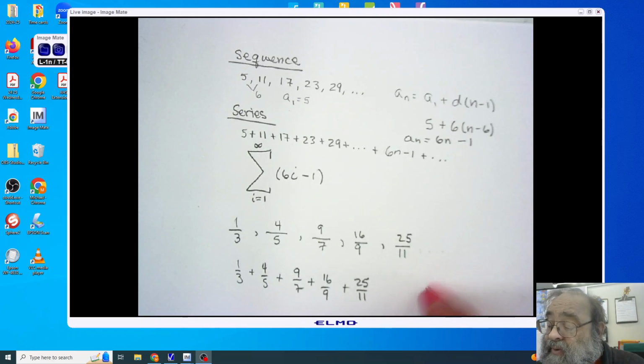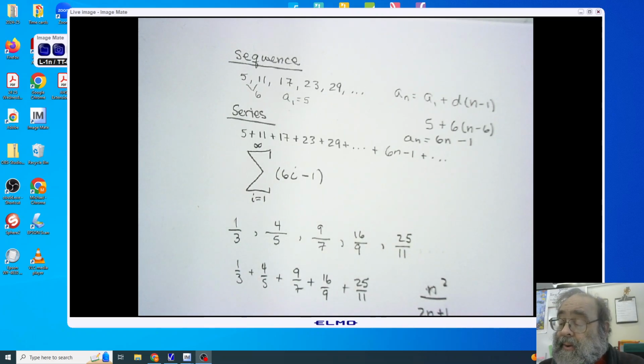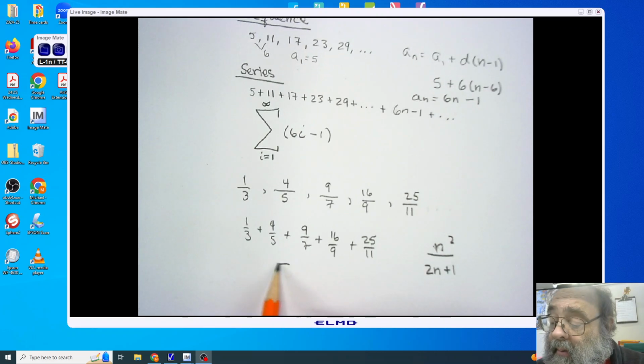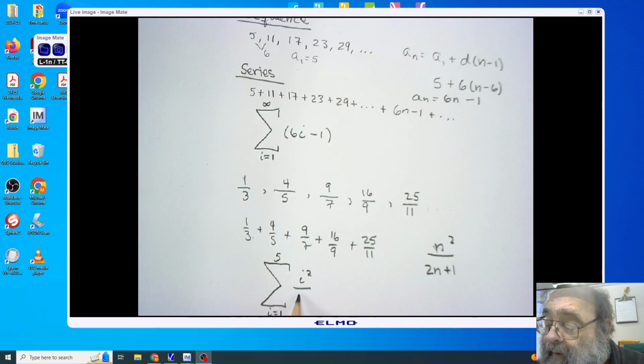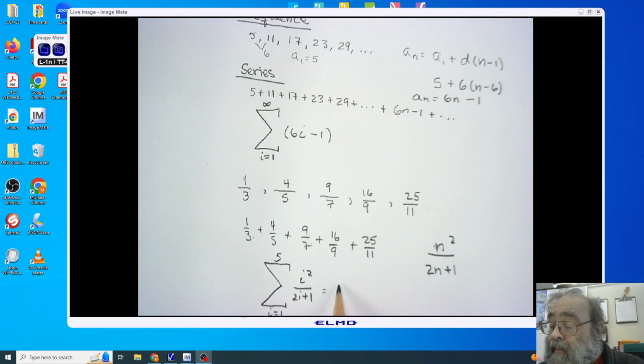Let's do it in terms of i. So I'm going to do n squared will work, over, our rule here is 2n plus 1. So when we're writing it as a summation, we would be looking at the summation from i equaling 1, 2, 3, 4, 5, up to 5 of our rule, i squared over 2i plus 1. Now, in order to find out what this sum is, we would just simply add these terms up. So we're really just looking at this.